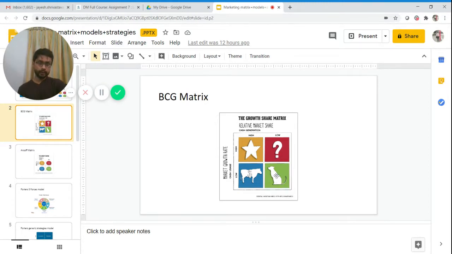For the dog, you can consider the iPod. In the iPod segment, the market growth rate is very low, and the iPod itself has a low market share. So these are the obsolete products. Companies should liquidate or divest them and invest in other products. You can consider the question mark as the MacBook. The market growth for the laptop industry is very high, but the MacBook itself does not enjoy a relatively high market share, so that would come under the question mark.